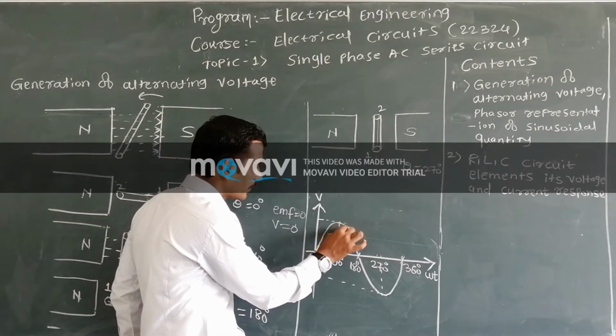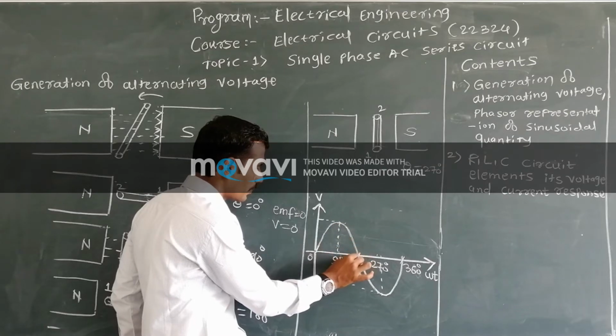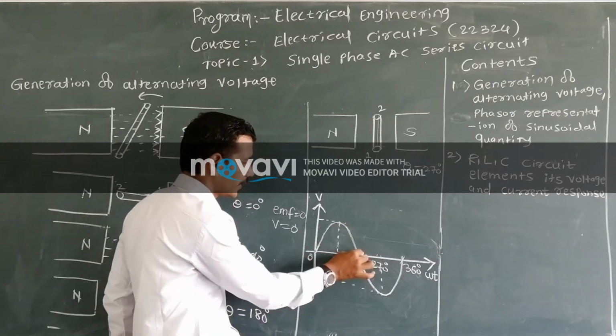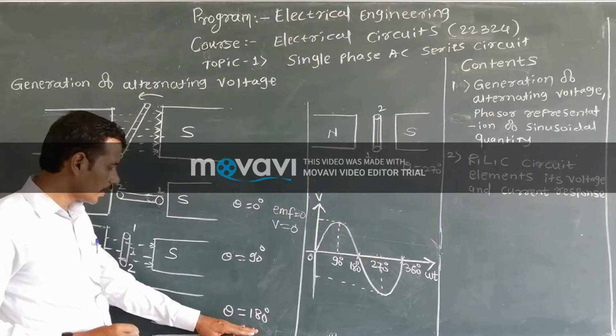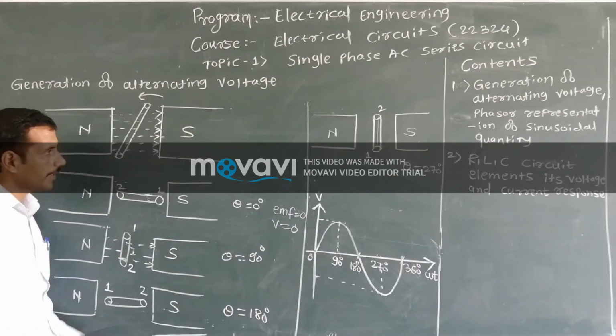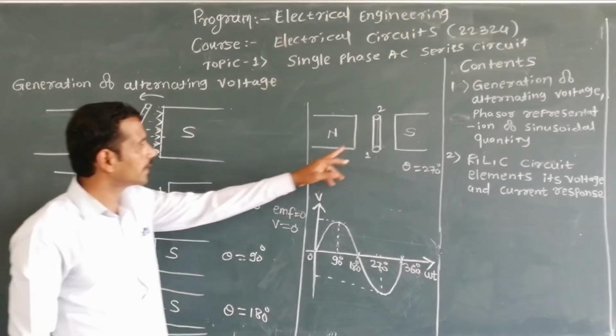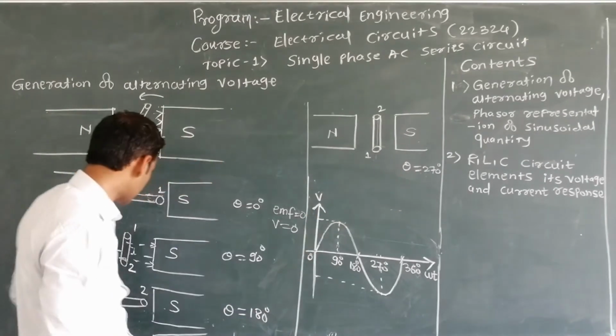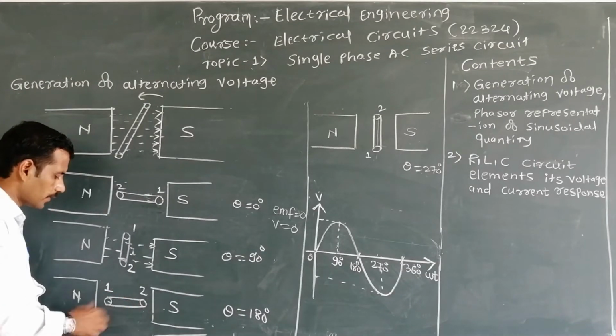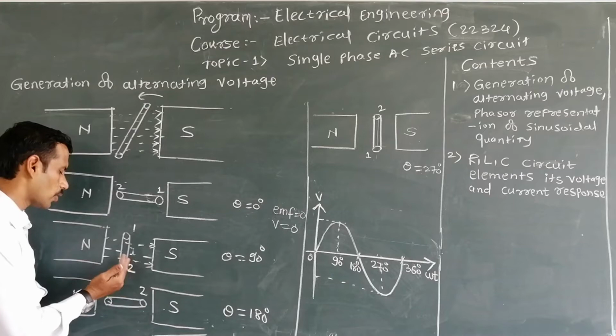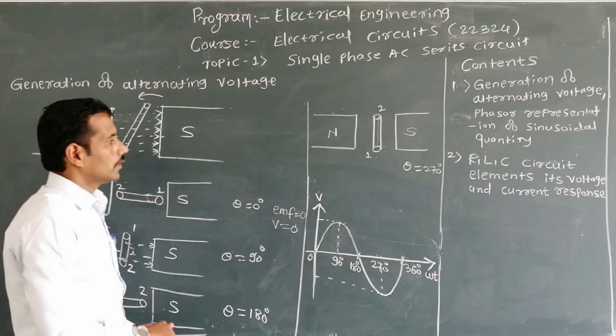Gradually from 90 degree, induced voltage decreases, and it will become 0 at 180 degree. This is the third position. Next, the fourth position at theta equal to 270 degree, means again we are rotating this conductor in the anti-clockwise direction.